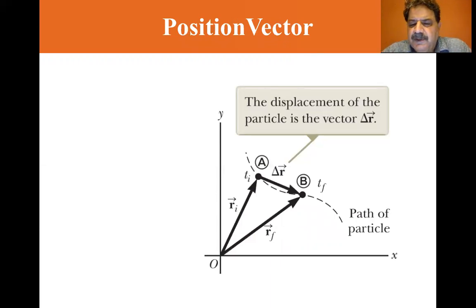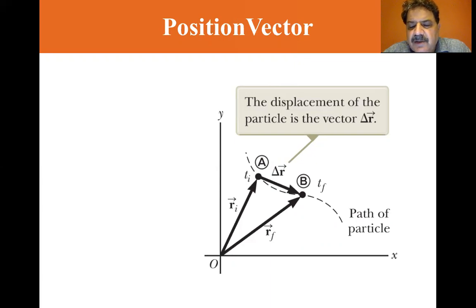The slide says position vector. In one dimension, a single numerical value describes a particle's position. In two dimensions, the position is indicated by a position vector r. It's drawn from the origin of a coordinate system to the location of the particle in the xy plane, such as the figure shows there.